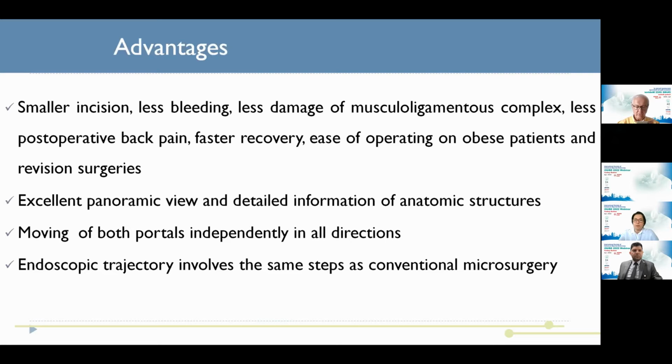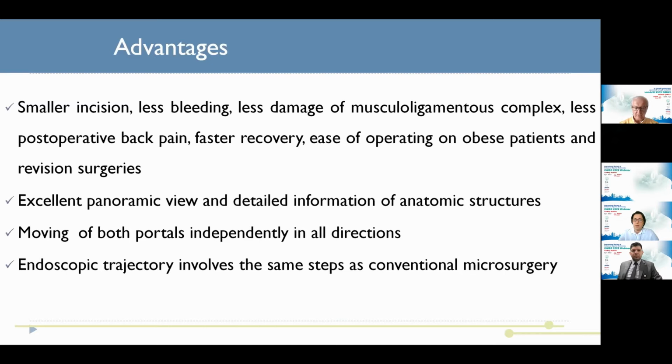What are the advantages of UBE? We have a smaller incision and less bleeding, and also muscle and ligamentous tissues are not damaged because we dilate the muscles and work in between them. We don't cut any muscles from insertion or separate them. So there is very little tissue trauma and less postoperative pain. Thus, the recovery is faster compared to open surgery and microdiscectomy.